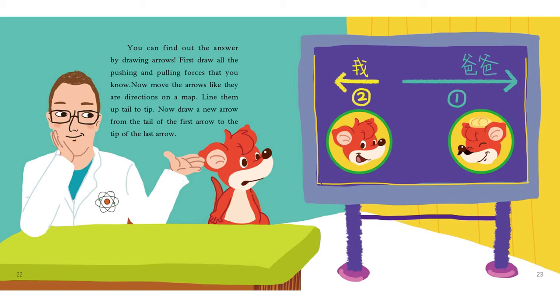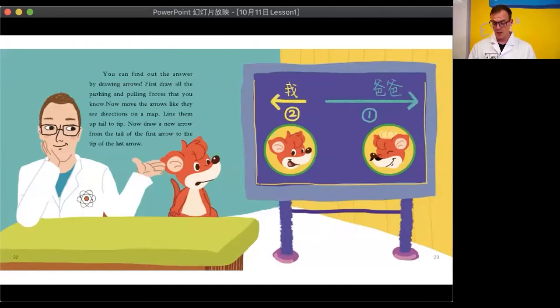Dr. Chris says, now you can find out the answer by drawing arrows. First draw all of the pushing and pulling forces that you know. Now move the arrows like they are the directions on a map. Line them up, tail to tip, and you can draw a new arrow that tells you the resulting force. So we have a picture here of Dad with a big arrow because he has a big force, and Red Kangaroo with a small arrow because he has a small force. And we can add these two together to see that Dad wins.